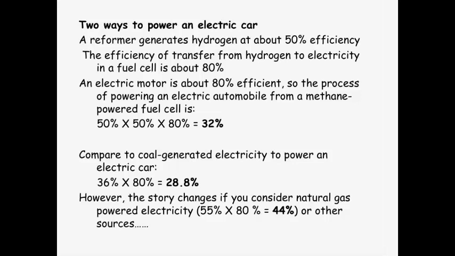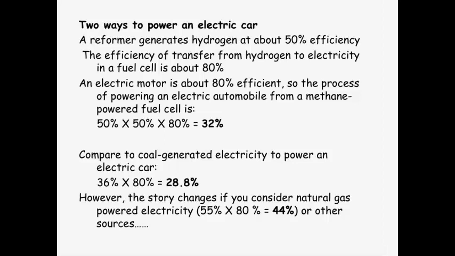That's the big question. A reformer generates hydrogen at about 50% efficiency, and generally a reformer can use various kinds of renewable energies like wind or solar, but the most common one to see today is natural gas. So you're taking natural gas to generate hydrogen at about 50% efficiency. And then the efficiency of transfer from the hydrogen to electricity in a fuel cell is about 80% efficient. And then, as I mentioned before, an electric motor is 80% efficient. So you can multiply it out, 0.5 by 0.5 by 0.8, and you would get an overall efficiency of this part of your system of 32%.